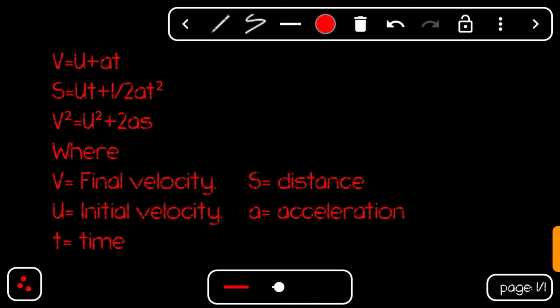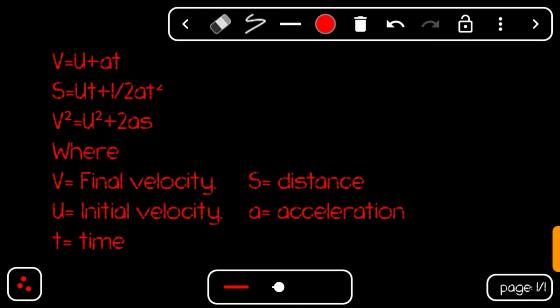In today's video, I'm just going to be giving you guys the equations of motion, and we are going to be solving some calculations under them. In my next video, I will explain how the equations of motion are derived from Newton's laws of motion. But today, we are just going to give them and solve some calculations under them. Okay, let's dive in.